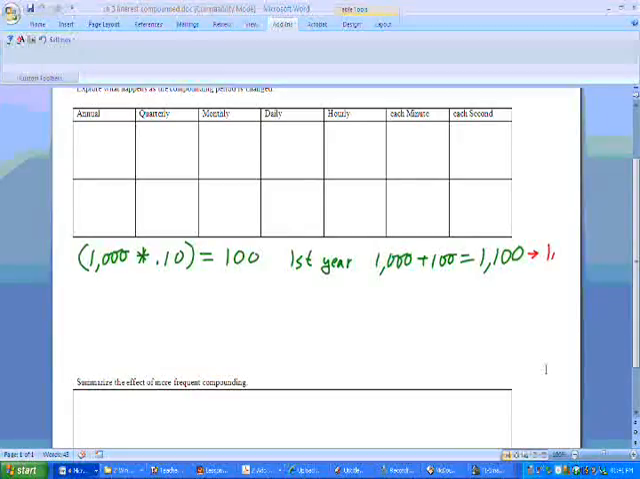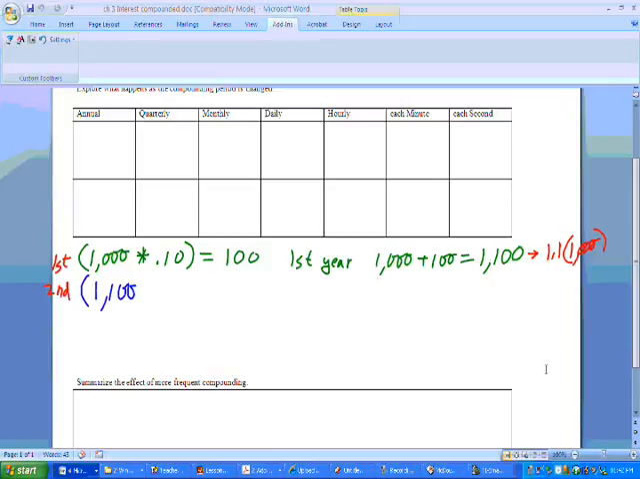Which is the same as taking 1.1 times the 1,000. So at the end of the second year, you take that same 1,000, now you're up to $1,100. You're taking 10% of that. Would you be able to get 110 out of that?